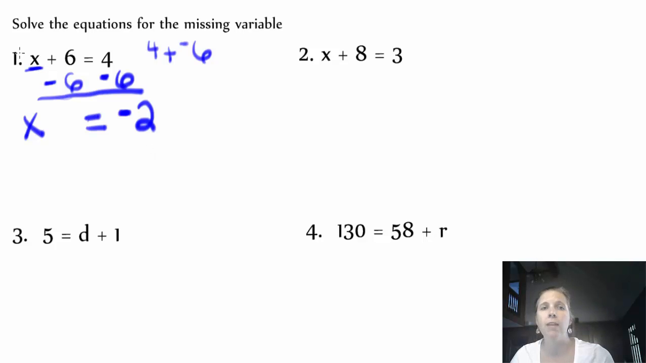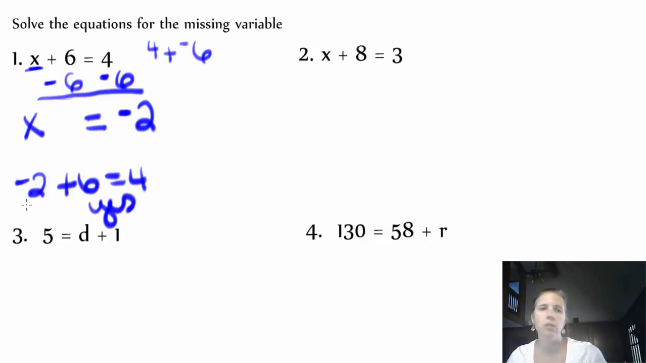Now you might have known just by looking up here that it was negative 2. Well, that's how you can check it. Plug it back in. Is negative 2 plus 6 equal to 4? Yes, it's true. You do not have to do this on every problem. That's just an easy way to check.